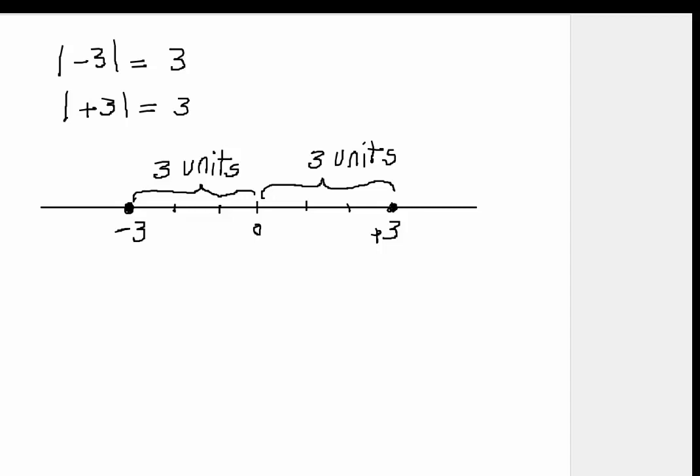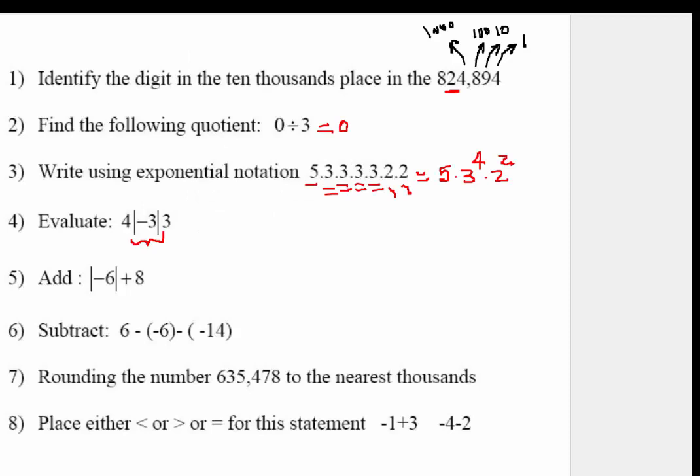So in this case, we have 4 times, instead of the absolute value of minus 3, I'm going to replace it with 3, and then I have 3. So when I multiply all these numbers together, 36. Then we're going to replace the absolute value of minus 6, again similarly, with plus 6, as we talked about earlier, and then plus 8.